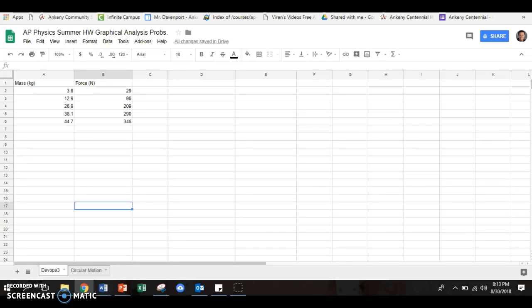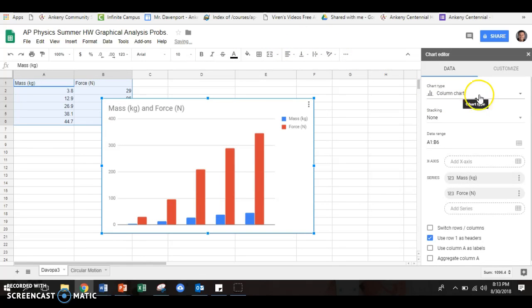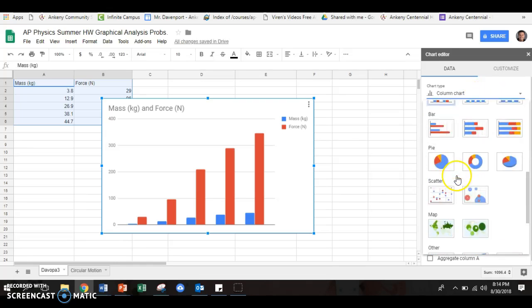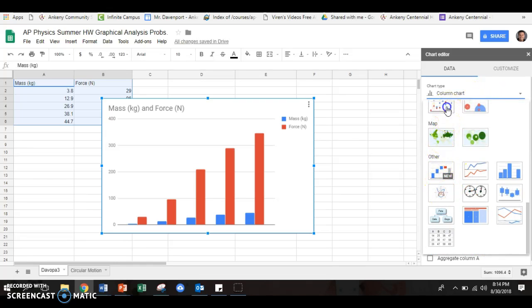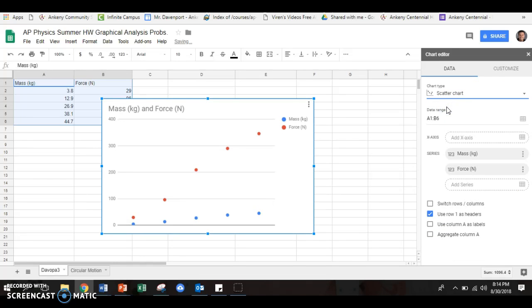So here I am going to solve through these two problems that require some graphical analysis. The first one about the planet is asking you to make a graph of the data, come up with an equation, and then from that equation determine what the acceleration due to gravity on the planet would be. So we're going to go ahead and make the graph by inserting the chart. You will need to select a scatter plot for this, just like any other graph we do.